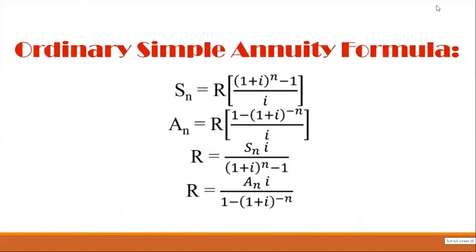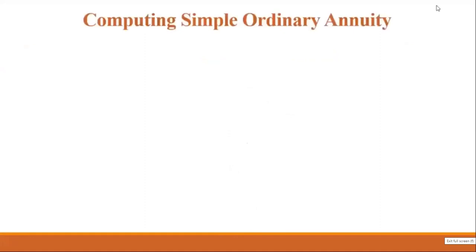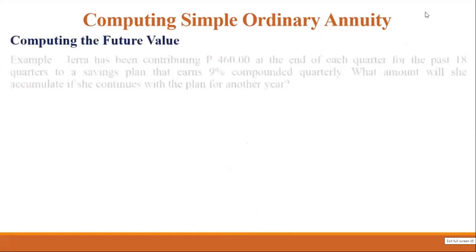And these are the ordinary simple annuity formulas that we're going to use all the way during our discussions in answering some word problems involving annuity. So we are now on how to compute simple ordinary annuity. I'll just be giving you three different examples in computing simple ordinary annuity. So first one is computing for the future value.